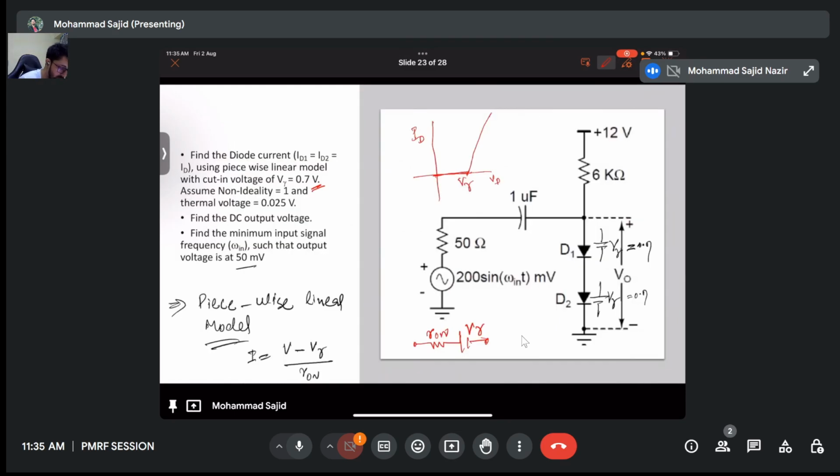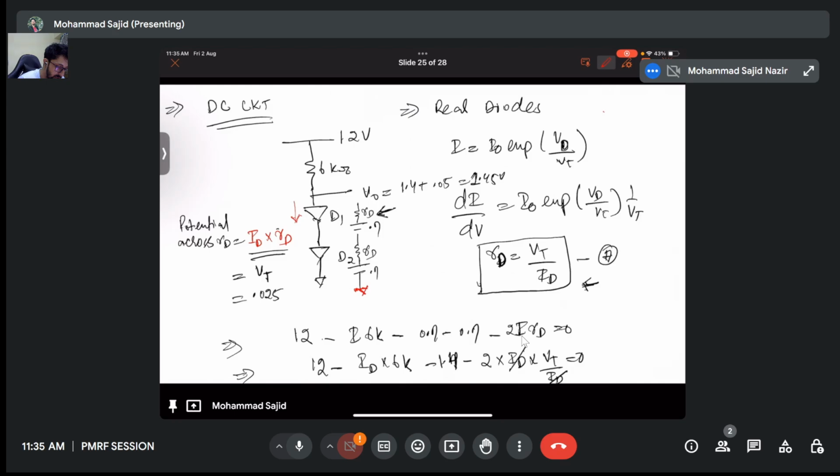Okay. So if we have to find V naught, first let me find the DC voltage. I can just write here 12 volt minus I times 6 kilo ohm minus 0.7 minus 0.7 minus 2 times I RD equals 0. And from the equation here, I can write RD as dI by dV, I naught exponential of V by VT, times 1 by VT, and this is approximately equivalent to I. So RD comes out to be VT by I. So I substitute it here, so I get 2 times VT, right?